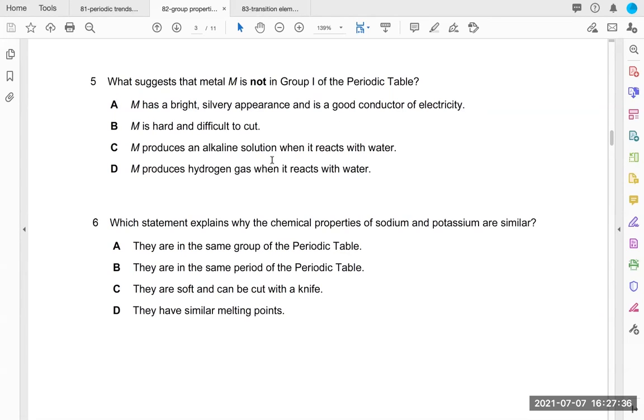M produces alkaline solution when it reacts with water. That is true. M does produce alkaline solution. M produces hydrogen gas when it reacts. Yeah, that is true, because group 1 metals, when they react with water, they displace the H positive in water.